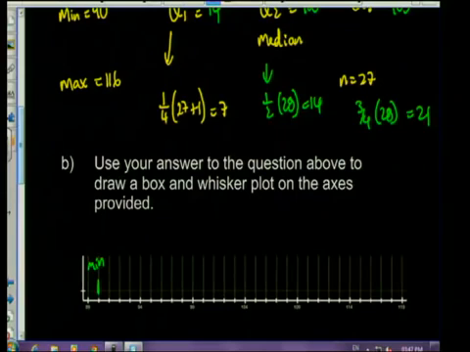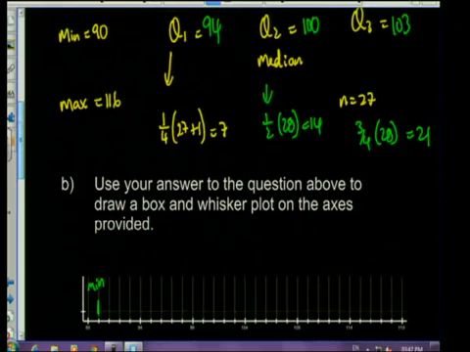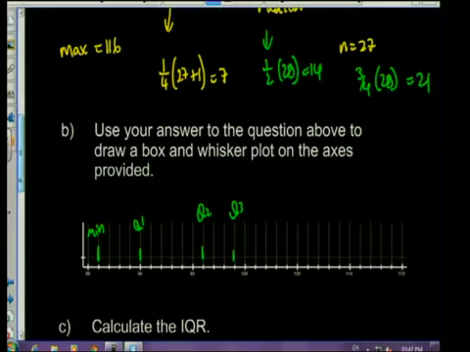Then I'm going to Q1. Q1 is at 94. So there is my Q1. Q2 is at 100. So there is 100. That's my Q2 or my median. Q3 is 103. So that there would be 103, which is Q3. And where's my maximum? My maximum is at 116. 14, 15, 16. There we go. Now that wouldn't be sufficient and you can't get marks, but I'm going to put it all together.